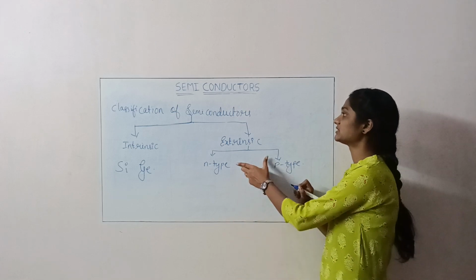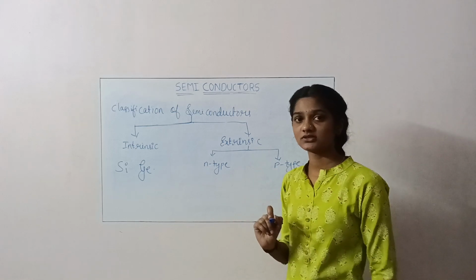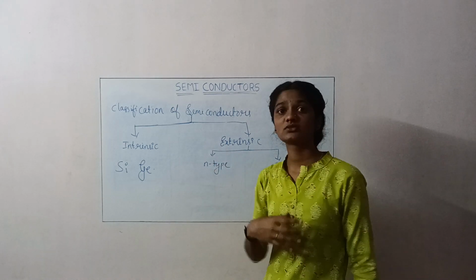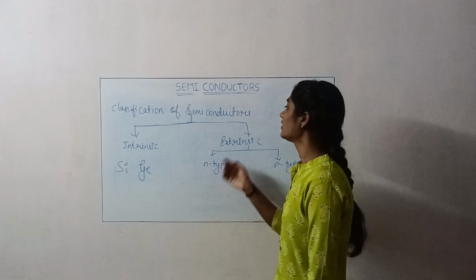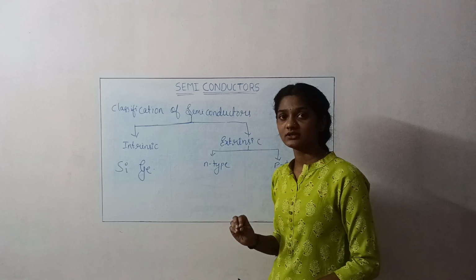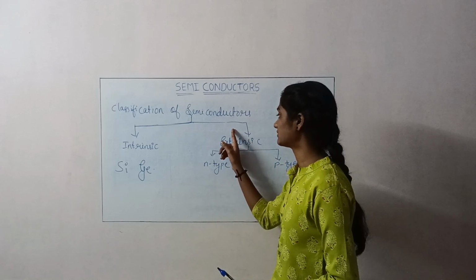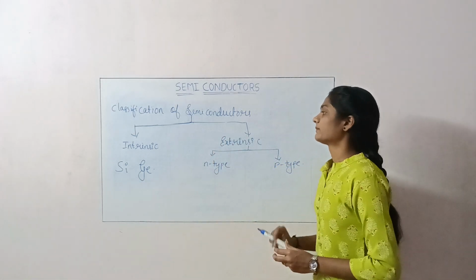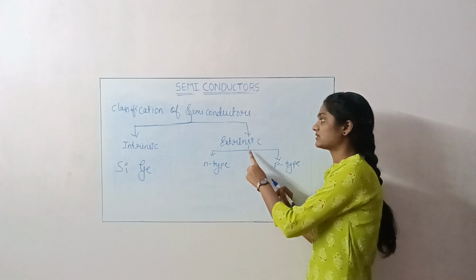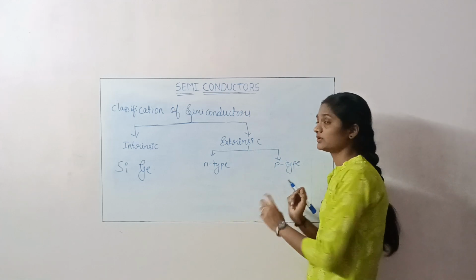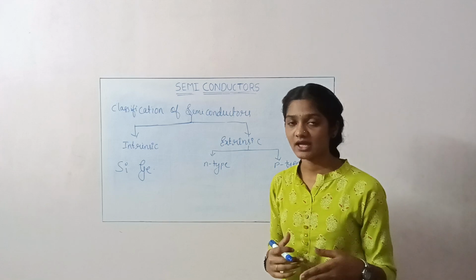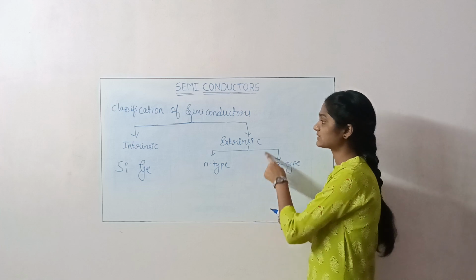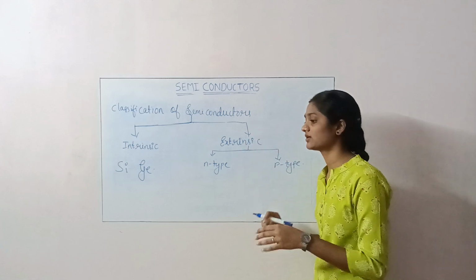Now coming to the extrinsic semiconductor. Here the word means external. Externally, impurities are added to increase the conductivity of the semiconductor. Those are called extrinsic semiconductors. Then this extrinsic semiconductor is divided into N-type and P-type depending upon the type of impurity added. That I will explain. These extrinsic semiconductors are the impure form of the semiconductor.